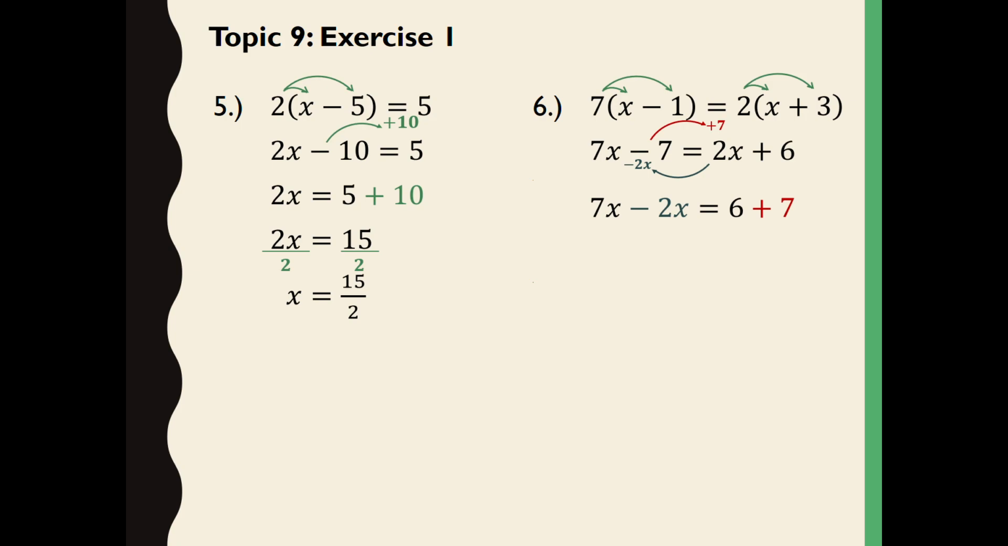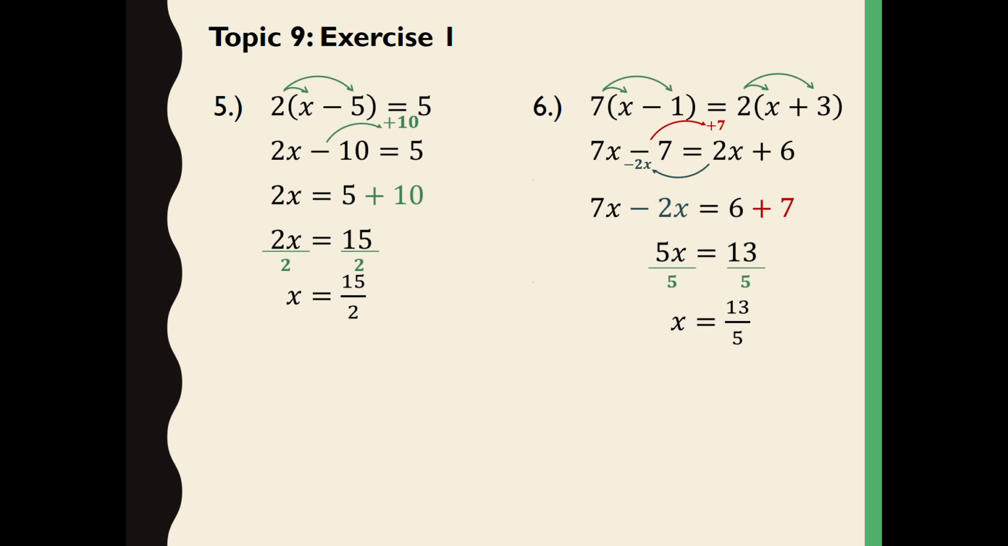Then I'm going to simplify my like terms, so 7x minus 2x will give me 5x, and 6 plus 7 gives me 13. Then I still need to get my x alone, so I'm just going to divide through by 5, and if I do that, I'm going to get 13 over 5, which is the most simplified version. You don't need to change it to mixed numbers, you can just leave it as improper.